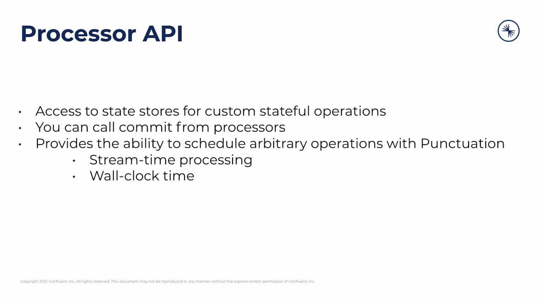Another nice thing about the Processor API is that you can call commit directly. You might be familiar with the plain consumer client in Kafka, which has an auto commit function. Now, this auto commit is actually disabled in Kafka Streams, but there still is a commit that Kafka Streams performs every 30 seconds by default, as we touched on earlier. With the Processor API, you can call commit earlier or on whatever schedule you would prefer, rather than waiting for that 30 seconds or whatever you have set the interval to be.